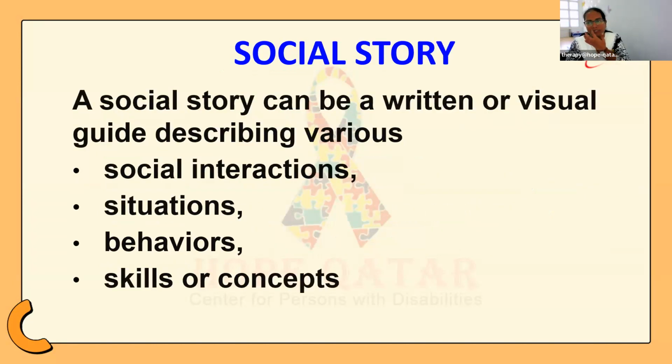So what is a social story? A social story can be a written guide or a visual guide, which will be describing social interaction, situations, behaviors, skills, or concepts. You can make a social story with pictures and also describe the picture, where the child will see the picture, visualize the picture, and recognize what he has to do.